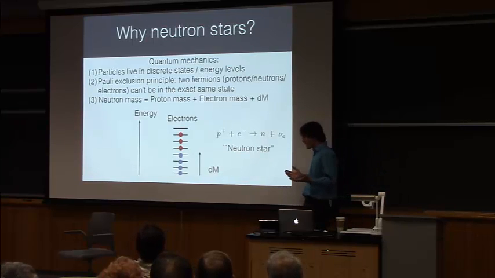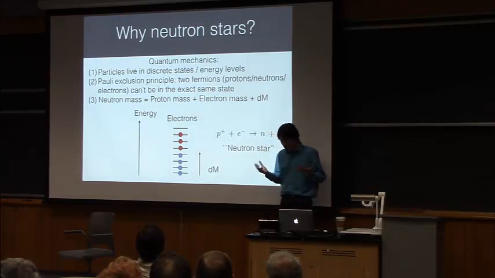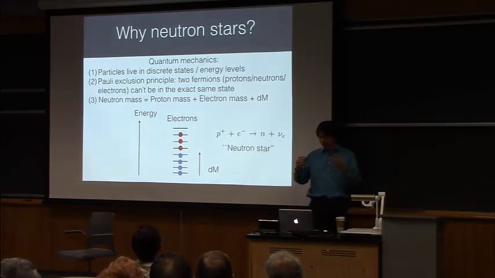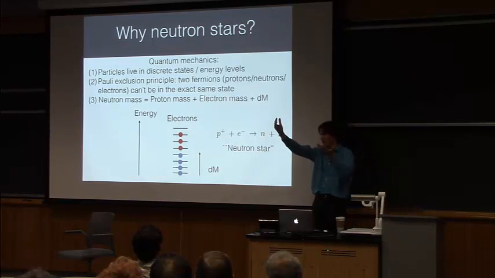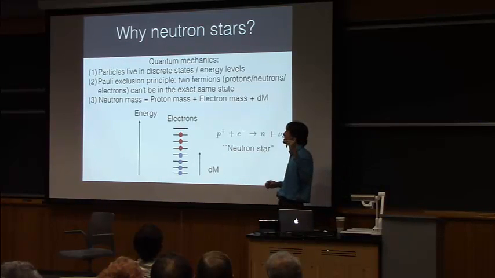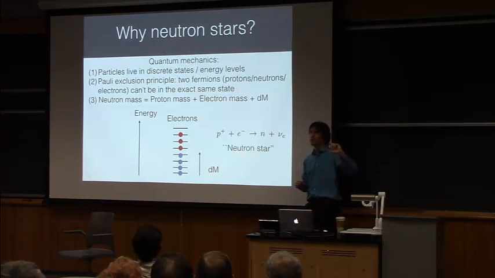Well, one thing that can happen is the formation of a neutron star. And how does that happen? Well, as you keep collapsing your core, the electrons are in higher and higher energy levels, and at some point, they are so high energy that an electron has more energy than the difference in mass between a proton and a neutron. What does that mean?